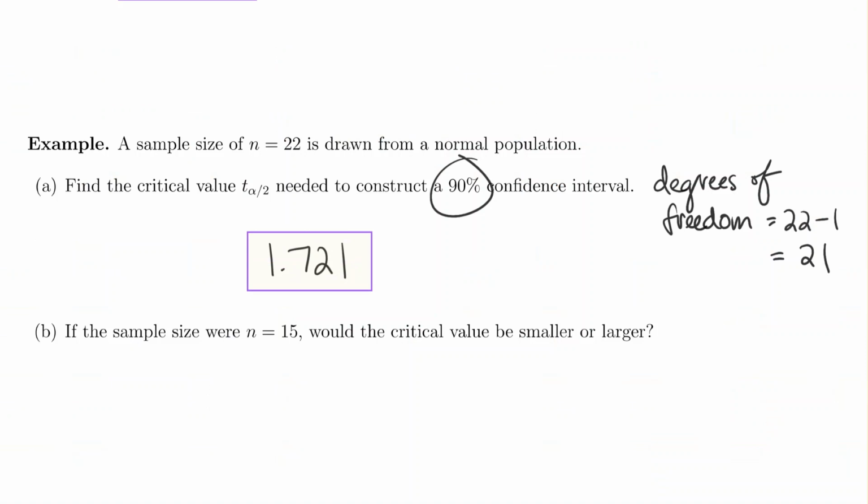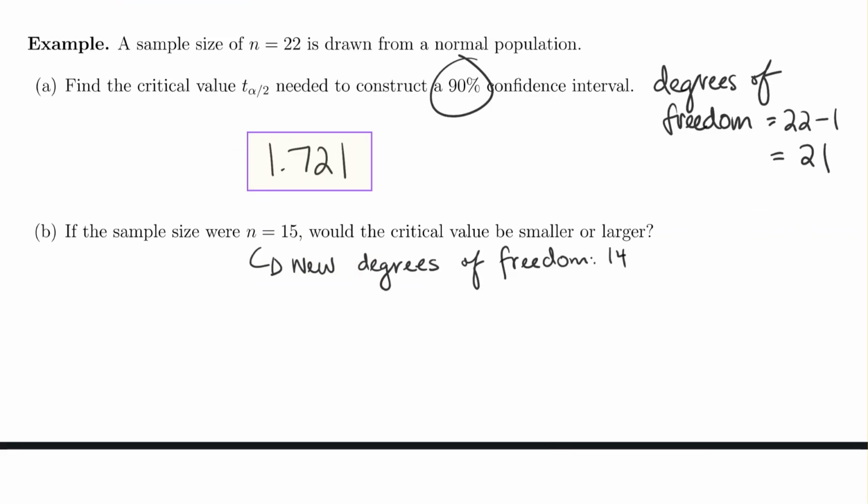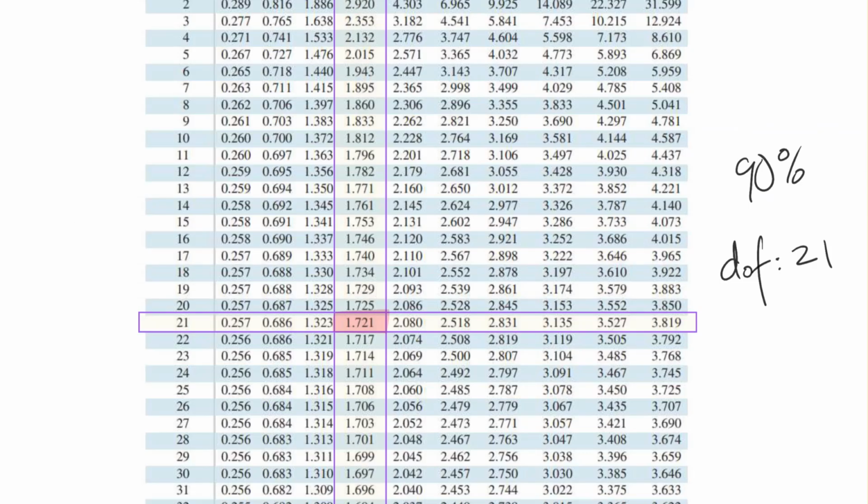Now, if the sample size were instead 15, which would lead to a degrees of freedom of 14, would the critical value be smaller or larger? We'll be able to answer this question if we just look at the chart. So remember, our new degrees of freedom is 14. So looking here, for degrees of freedom 14, we intersect and we get 1.761, which, comparing this to the original, we see would indeed give a larger critical value.